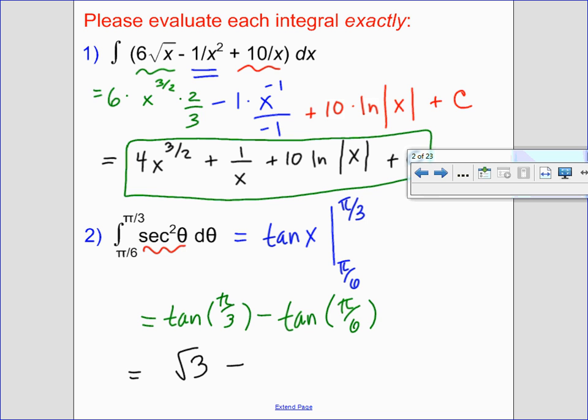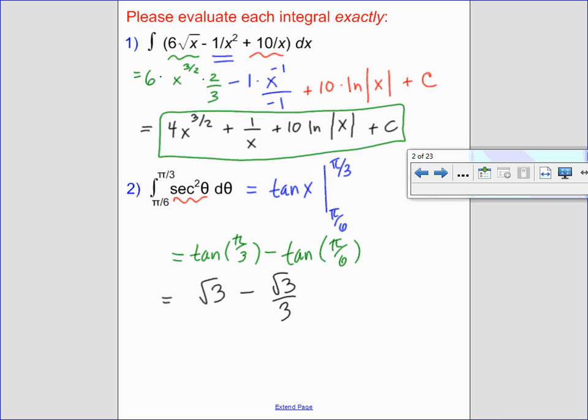Minus, and then the tangent of pi over 6, that's the sine of pi over 6 over the cosine of pi over 6. So at pi over 6, the sine is 1/2, over the cosine of pi over 6, which is root 3 over 2. So 1/2 over root 3 over 2 is 1 over root 3, or root 3 over 3. So I'm getting exactly root 3 minus root 3 over 3. So root 3 take away a third of root 3 would be 2 thirds of root 3. So I'm getting 2 root 3 over 3.